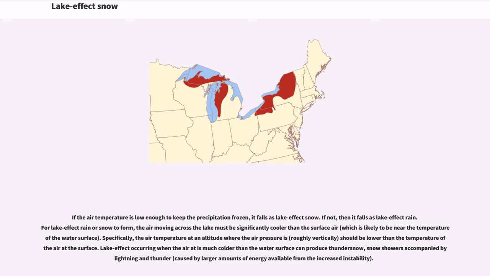For lake effect rain or snow to form, the air moving across the lake must be significantly cooler than the surface air. Specifically, the air temperature at an altitude where the air pressure is [specified level] should be lower than the temperature of the air at the surface. Lake effect occurring when the air at that altitude is much colder than the water surface can produce thunder snow, snow showers accompanied by lightning and thunder.